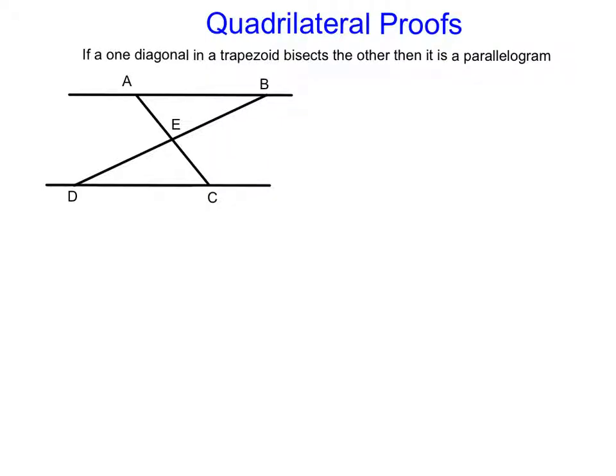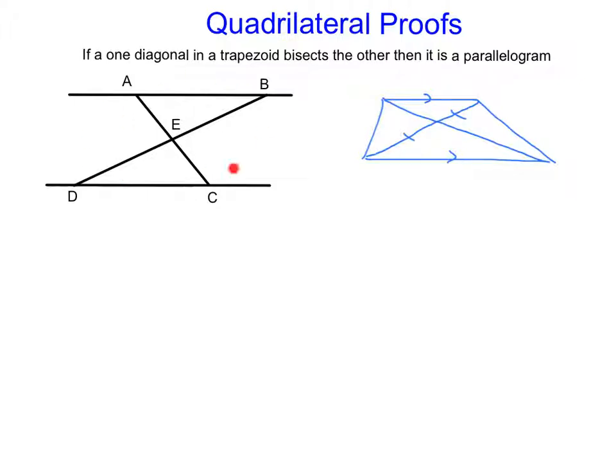Hello there. In this video we're going to prove a property about trapezoids: if I start with just any old trapezoid and I draw in the diagonals, and one of those diagonals bisects the other one, then that trapezoid has to be a parallelogram. It certainly doesn't look like it over in this one.